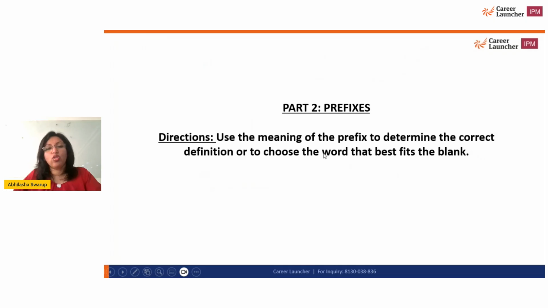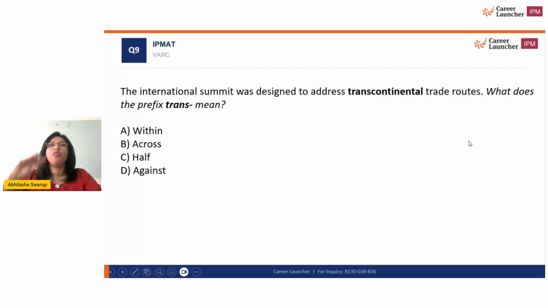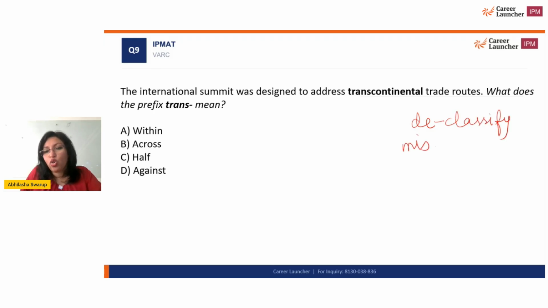All right, let's take a look. So choose the correct meaning of the prefix to determine the correct definition, or choose the word that best fits the blank. So let's take a look at our prefixes. What is a prefix? A prefix is essentially a word, a phrase or a root that is used before a word. For example, you have heard of this D. So classify, declassify, right? Interpret, misinterpret. So these are called prefixes. Why? Because they come before a word. If they were coming after the word, they would become suffix.